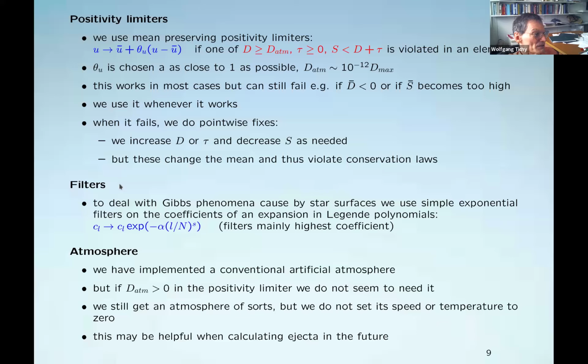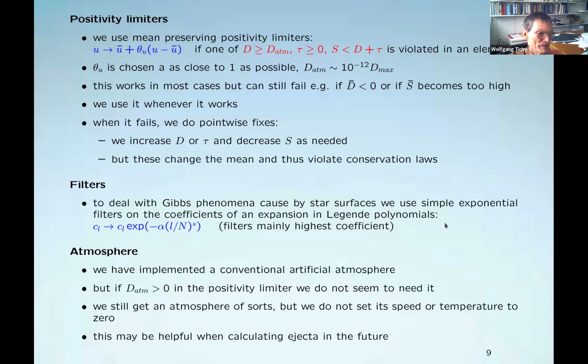The last thing we need to do to deal with these Gibbs phenomena is that we also have some filters, and we use these so-called exponential filters, which means we expand our evolved fields in Legendre polynomials, and then we get the coefficient of each polynomial, a series of coefficients, I call them C_L here, and then we scale each coefficient with a certain factor. This is an exponential filter. That means we filter the highest coefficient a lot. It gets suppressed, made smaller, and the others are basically untouched. That's the filter we use. That's how we choose our exponential function here.